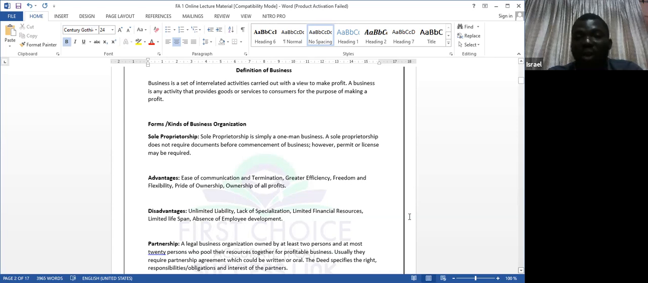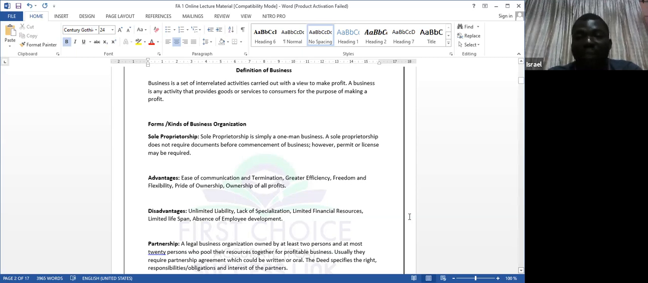They will also have limited capital and financial resources. There are some banks that will not lend money to sole proprietorships because of the exposure to the bank. So they mostly substitute for their capital from their savings, family and friends, because of the risk in which they operate. So we have limited lifespan.